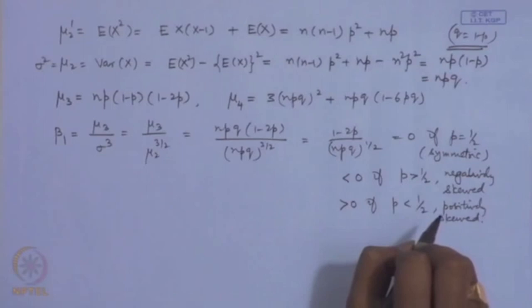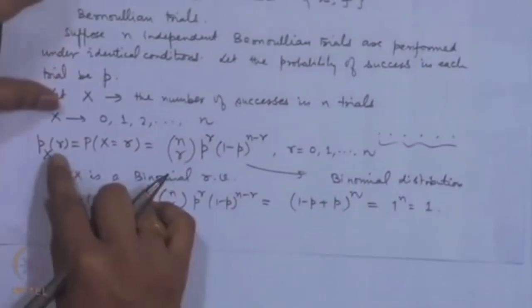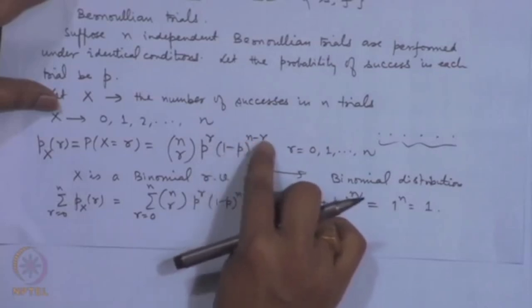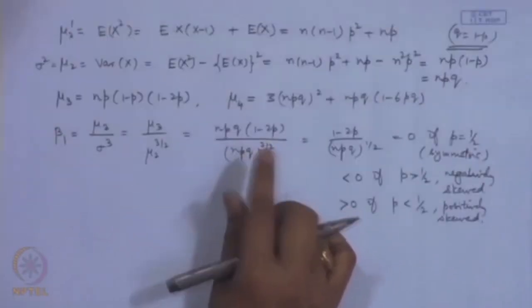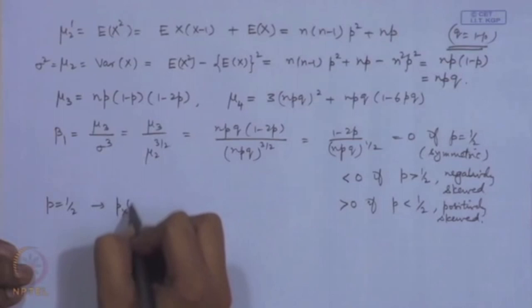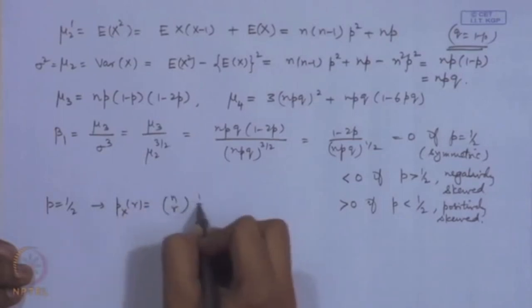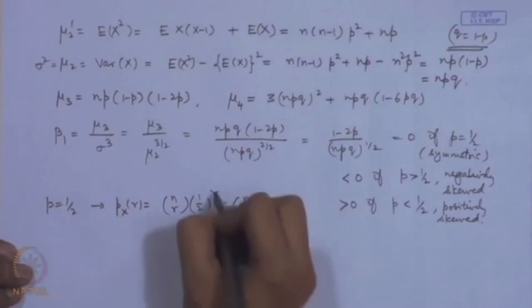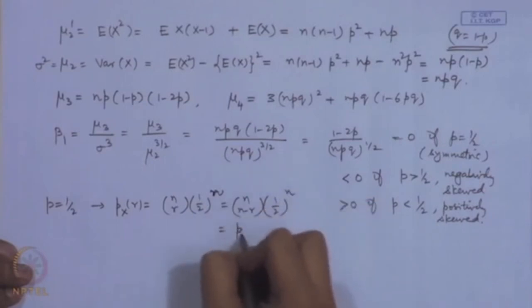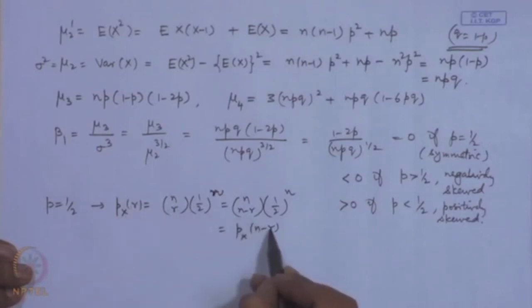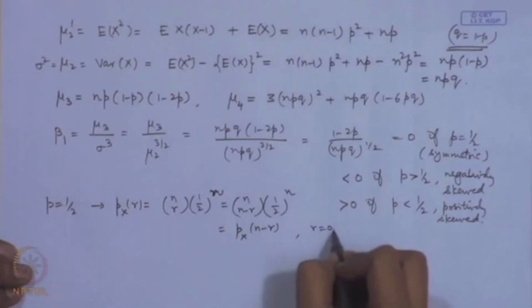Let us look at the physical explanation for this. The probability mass function of the binomial distribution is n c r p to the power r 1 minus p to the power n minus r. Certainly, if p is equal to half, then you will get p x r is equal to simply n c r half to the power n, that is equal to n c n minus r half to the power n, that is equal to p x n minus r. That means, the probability for x is equal to r and probability x equal to n minus r is same for r is equal to 0, 1 to n.